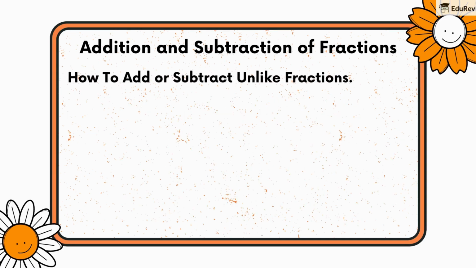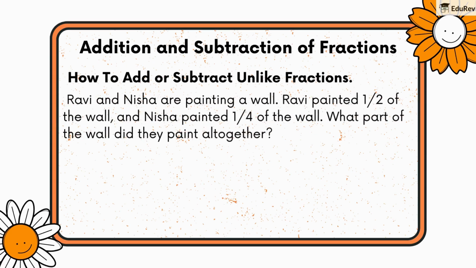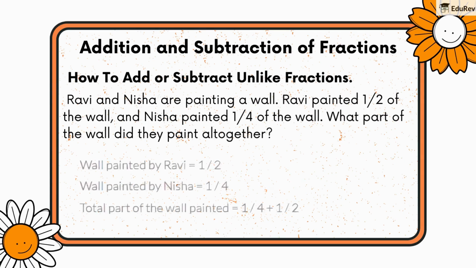Now, let's look at how to add or subtract unlike fractions. We will try to learn this with an example. Ravi and Nisha are painting a wall. Ravi painted 1 by 2 of the wall and Nisha painted 1 by 4 of the wall. What part of the wall did they paint altogether? Here, the wall painted by Ravi is equal to 1 by 2. The wall painted by Nisha is equal to 1 by 4.